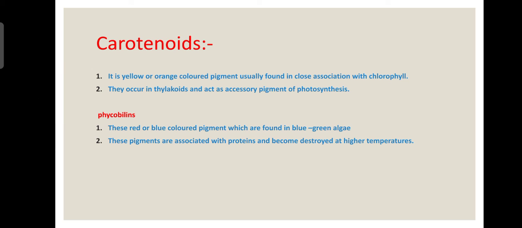Now carotenoids. It is a yellow or orange color pigment usually found in close association with chlorophyll. They occur in the thylakoids and act as accessory pigments of photosynthesis. Phycobilins are red or blue color pigments which are found in blue-green algae, and these pigments are associated with protein and become destroyed at higher temperatures.